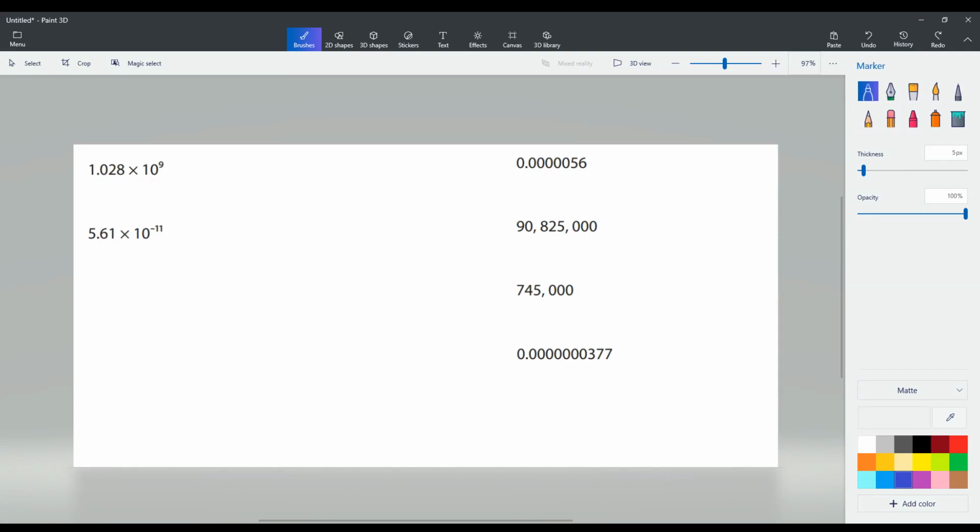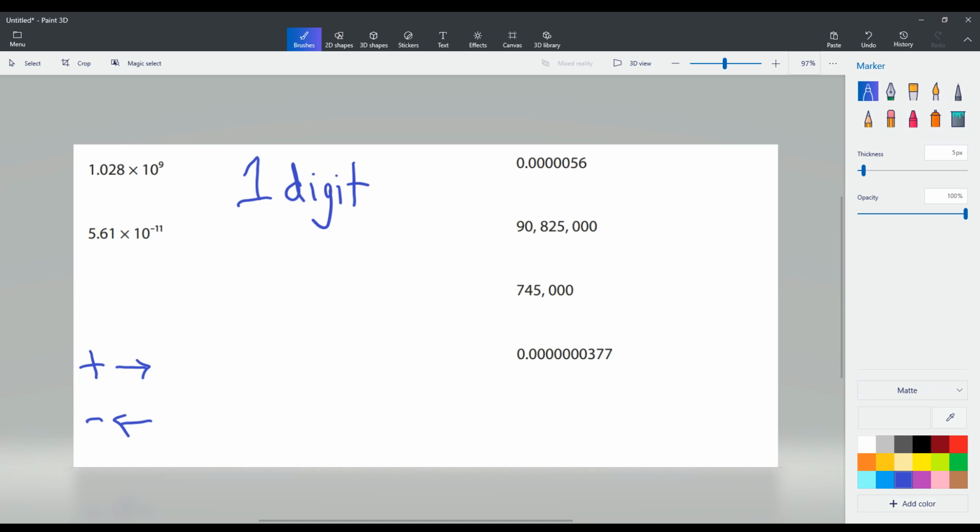So in scientific notation, there are a few rules. The first rule is you must have one digit before the decimal. If it doesn't have one digit before the decimal, then it's not in scientific notation. When you're going from scientific notation to standard, a positive exponent means move the decimal to the right, and a negative means move to the left.